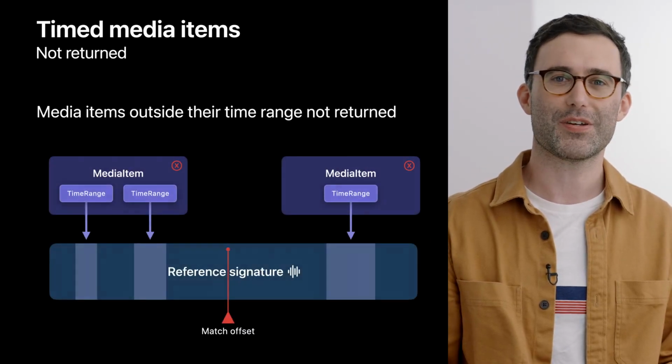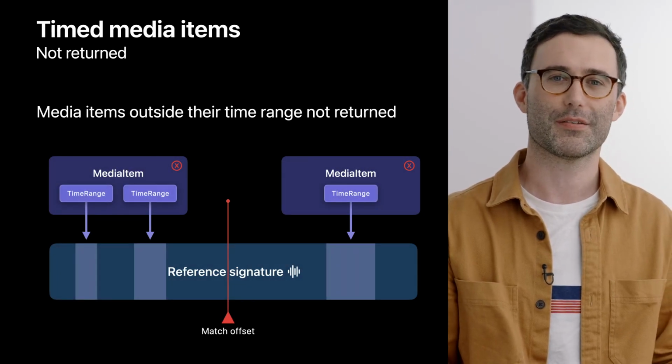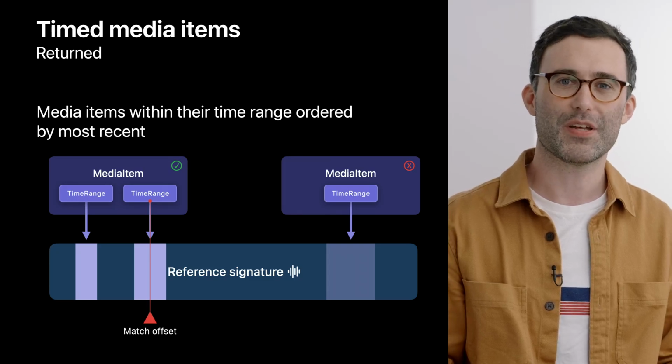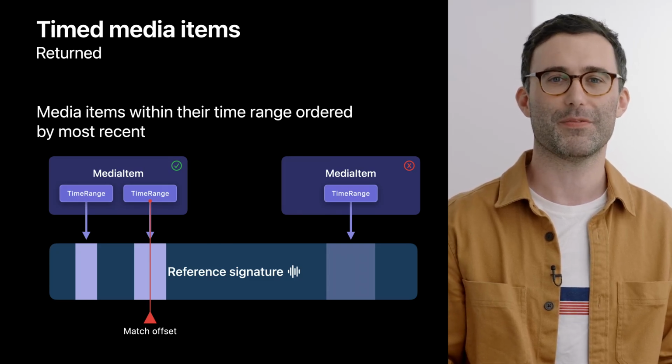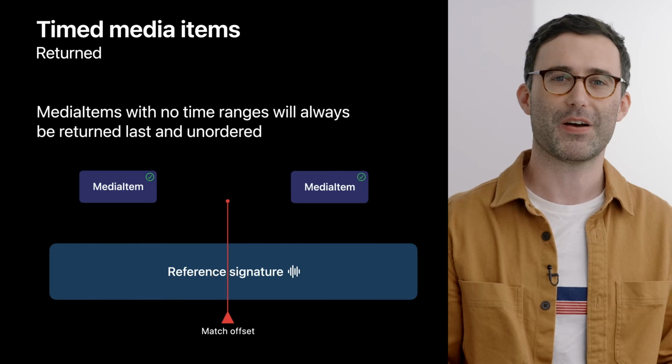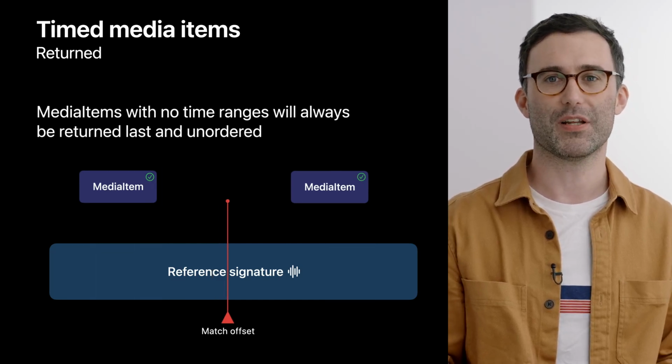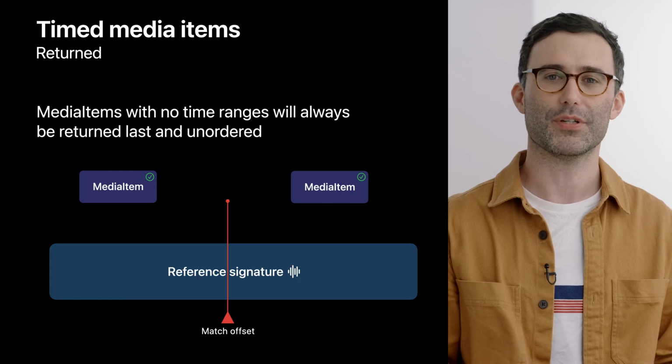There's a few simple rules for which media items will be returned in a callback and their order, so let's go over them. Media items outside of their time range will not be returned. Media items within their time range will be returned with the most recent events coming first. And finally, media items with no time ranges will always be returned last, but they will be unordered.